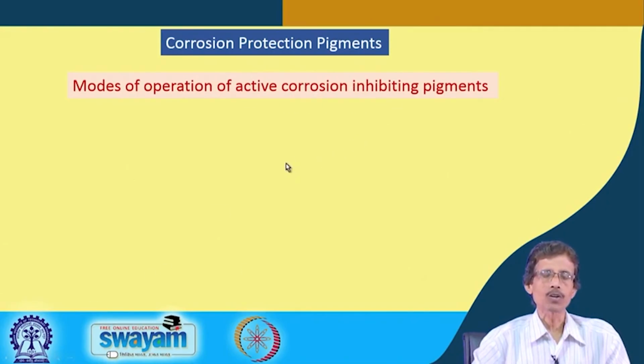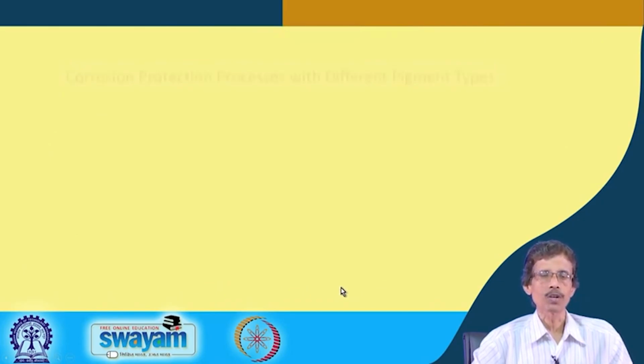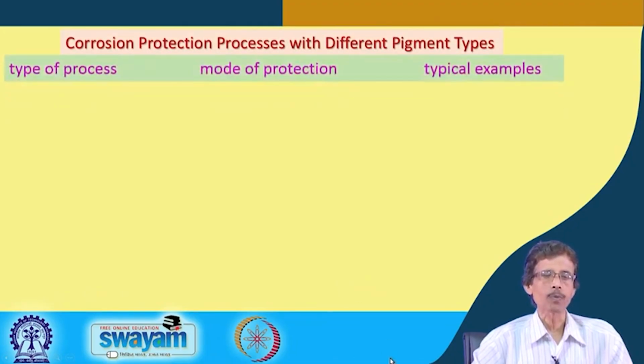So, we can inhibit the corrosion of a particular iron surface or rod surface with the use of processes which are basically dependent on the passivation of the surface. Then cathodic protection, formation of a protective layer on that surface, formation of metal soaps, and sometimes pH change, and neutralization of the corrosion promoters which are responsible for creating corrosion on the surface of that particular material.